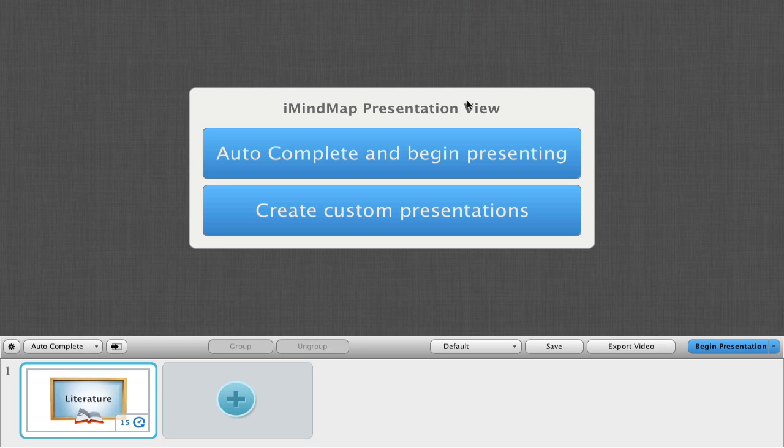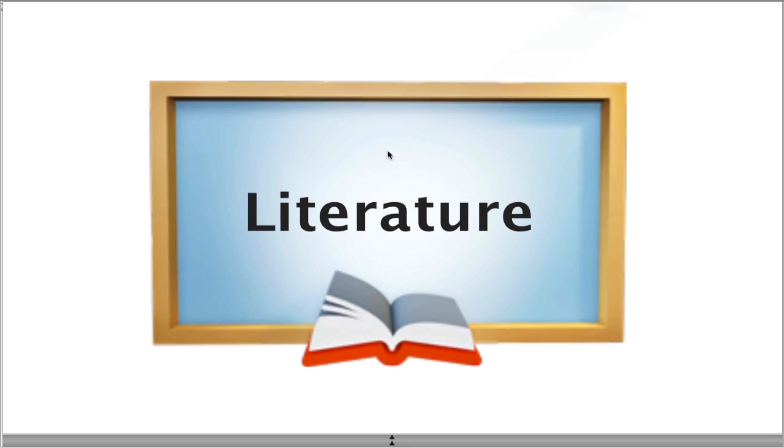If this is the first time you've opened a map inside of Presentation View, you'll be presented with these two buttons here, the first of which will allow iMindMap to automatically create all the slides for us based on the order you originally created the branches of your mind map and begin presenting immediately. Click on this, and now we're presenting.